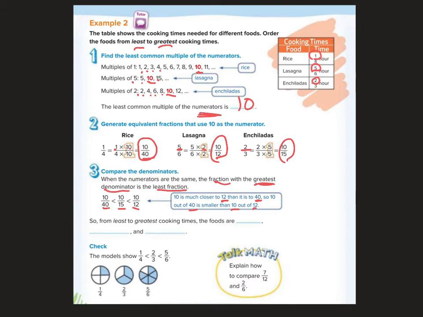Okay, so if we check, we could draw a quick model, 1/4, 2/3, 5/6. Which is fine, but models are so tricky, especially when we get into higher numbers like twelfths. They're hard to draw equal pieces. So I really like thinking about it in mathematical terms. It's good to look at models as well, but from least to greatest, it would be 10 40ths, 10 15ths, and then 10 12ths.